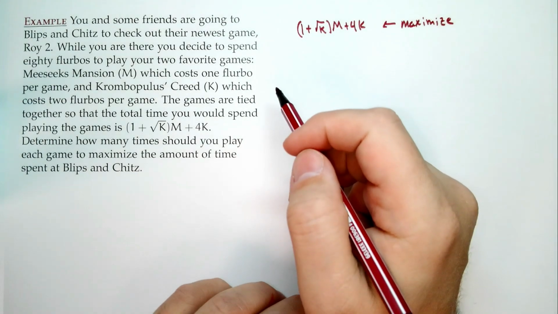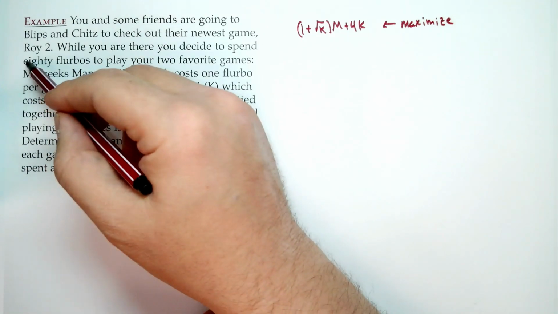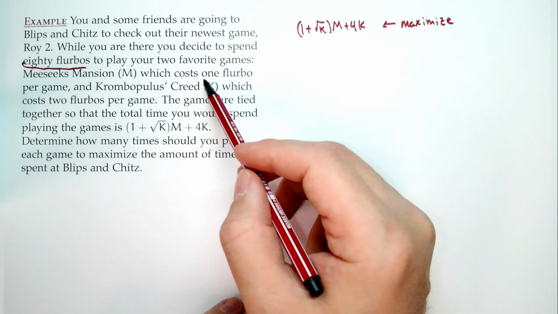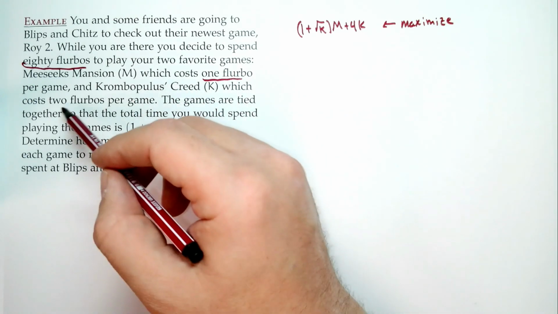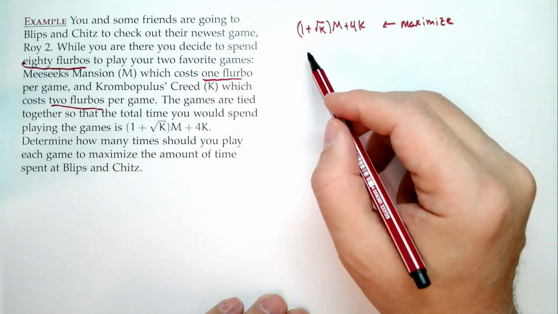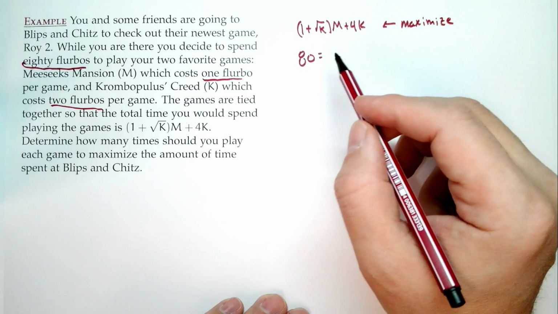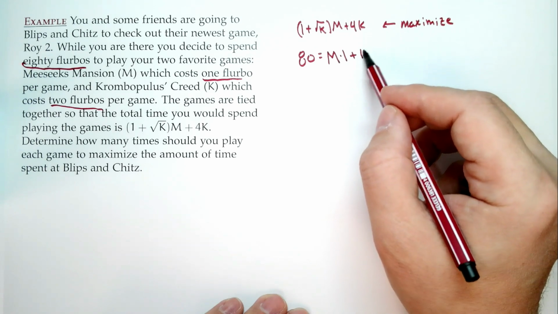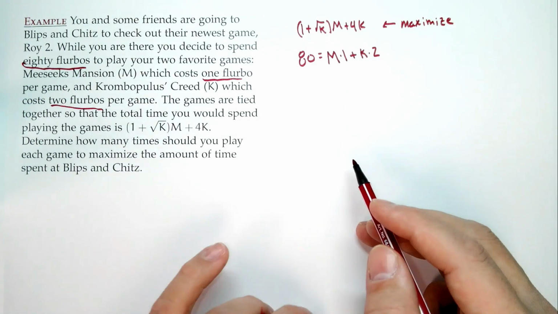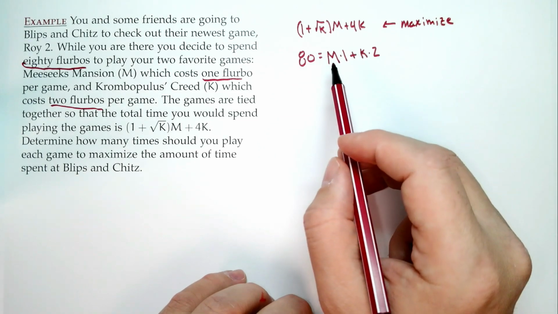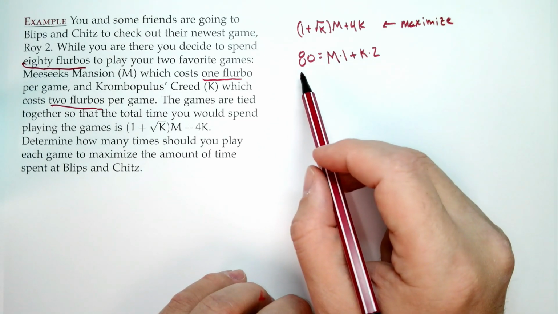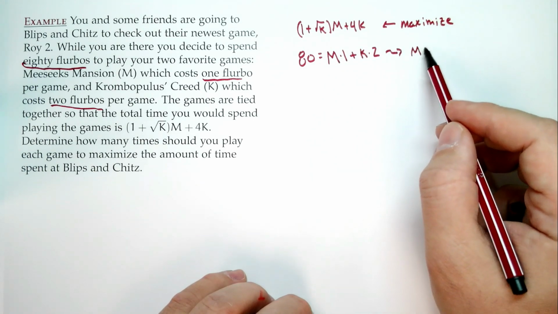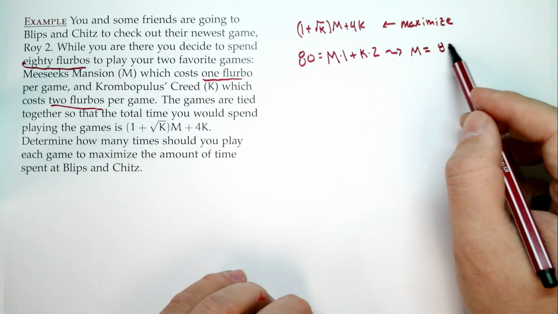So let's see, what else do we know? Well, we know we have 80 floribels. Okay, so that's a constraint. And Meeseek's Mansion cost 1 floribel, and Chrombopulus Creed cost 2 floribels. So we can say that the total number of floribels is equal to the number of times we play Meeseek's Mansion times 1, plus the number of times we play Chrombopulus Creed times 2. So we can use this to solve either m in terms of k or k in terms of m. Now, given that m only shows up once, it's probably easier to solve for m. So we say, aha, m is equal to 80 minus 2k.